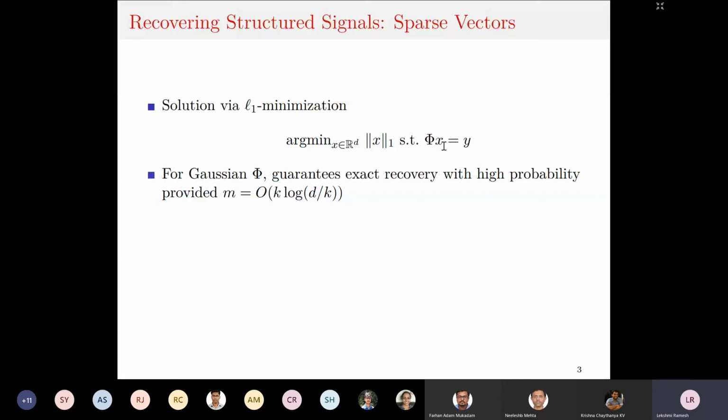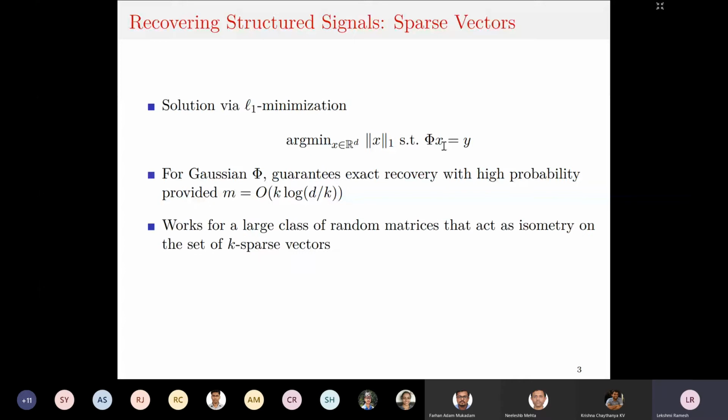Okay, and this works for a large class of random matrices, not just Gaussian matrices, that satisfy a certain isometry property on the set of k sparse vectors. So what those matrices do is that if two k sparse vectors are far apart in R^D, then after you project them onto R^m, they still remain sufficiently far apart so that you can distinguish between them. And so this L1 minimization is one way to find this sparse vector x that generated the measurement y.